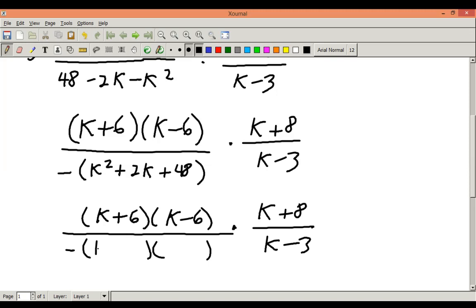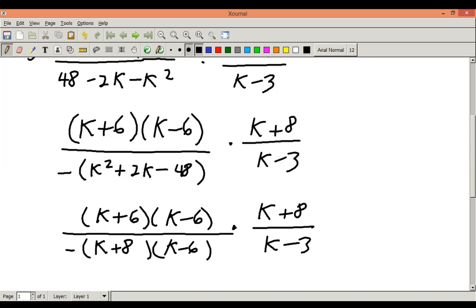I think I made a mistake up there. Go back. This would have been minus 48, sorry, because we factored a -1 out of each term. So that plus 48 became minus 48. Okay, so this is going to factor then as k plus 8 times k minus 6.